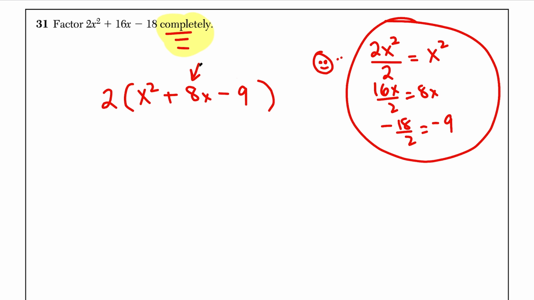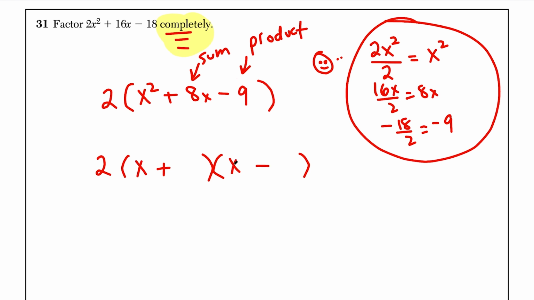So now we have to find two numbers that have a sum of 8, and the two numbers also have to have a product of negative 9. So this is going to factor even more to 2 times, and then we're going to break down this quadratic expression into 2 more factors like this. And since we're multiplying to a negative 9, that means that the factors are going to have opposite signs. It's going to be a plus and a minus. We're going to have x plus something and x minus something.